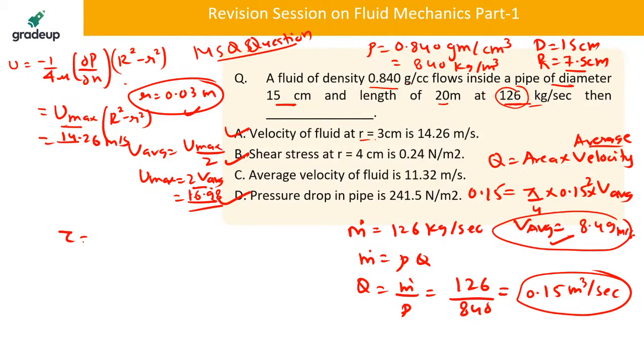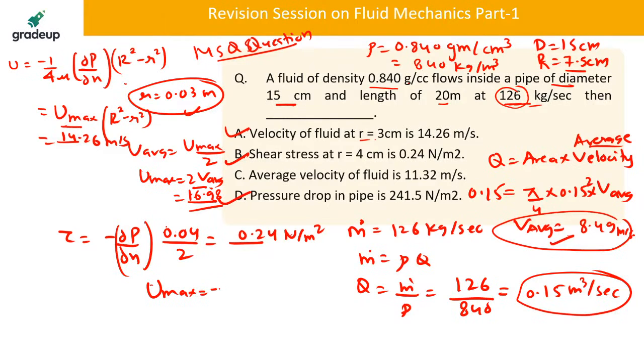Next is shear stress. Shear stress is equal to minus del P by del X at r by 2, at r equal to 0.04 by 2. You will be getting the value of shear stress, which will be equal to 0.24 Newton per meter square. How will you find del P by del X? Because maximum velocity is equal to minus 1 by 4 mu del P by del X of R square. So from here mu is also needed.